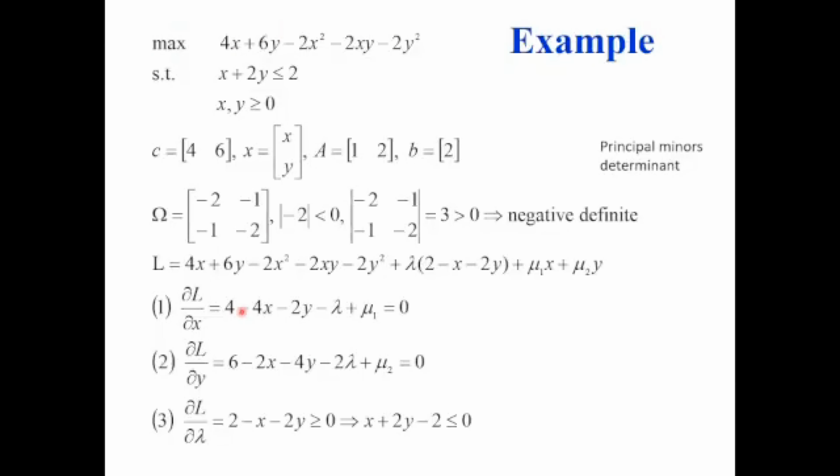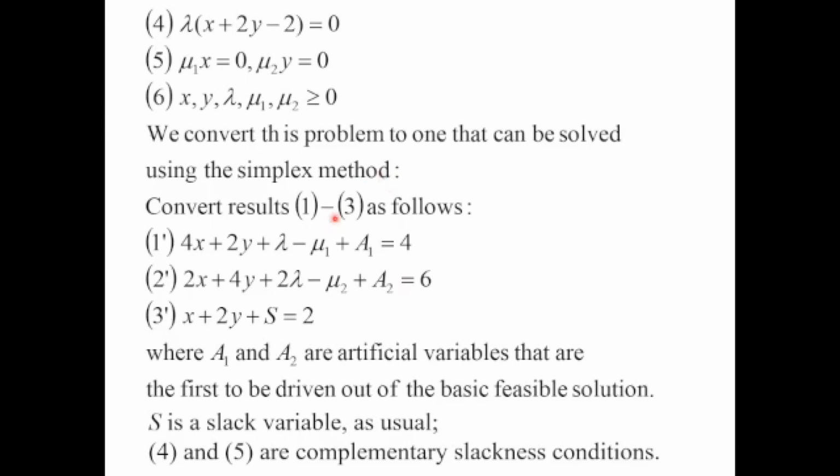So we take these results and we convert them to the following. So we've added A1 and A2, where A1 and A2 are artificial variables that are the first to be driven out of the basic feasible solution, which we will discuss in a later set of slides. S is a slack variable as usual, and 4 and 5 are the complementary slack conditions. So these are our complementary slack conditions, as I mentioned earlier.